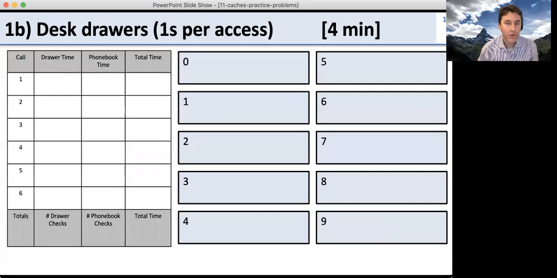Okay, here's a worksheet for you to work on. You can see we've got a bunch of calls, the amount of time we spend in the drawer and the phone book, and the total time per call. And these are your drawers.